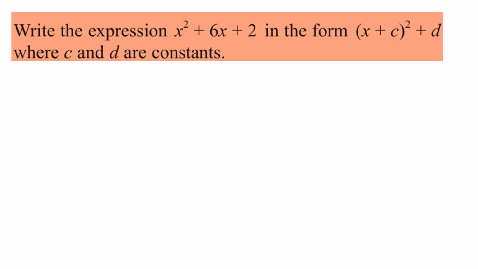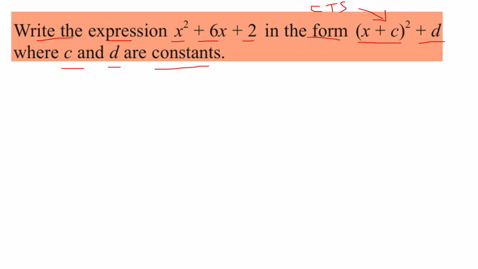GCSE Maths quickly recapping completing the square in preparation for AS level maths and A2 level maths, for A level maths starting this September. The question says, write the expression x squared plus 6x plus 2 in the form (x plus c) all squared plus d. Whenever we see this format, we should be thinking completing the square, where c and d are constants, i.e. numbers.